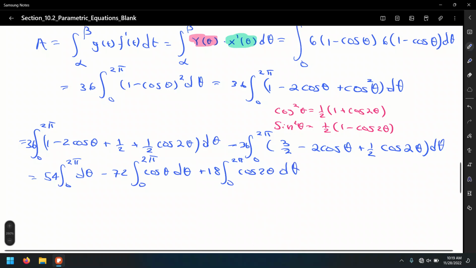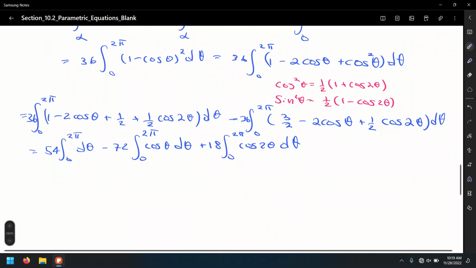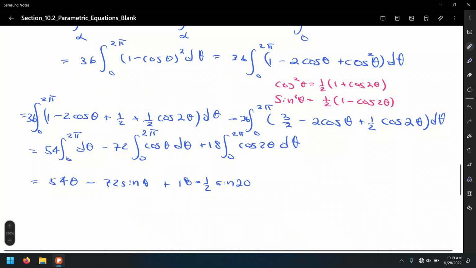And we can already integrate everything. So the integral of d theta is just theta, 54 theta, minus 72 sine theta, that's the integral of cosine. And the integral of cosine squared theta, careful, that's going to be 18 times 1/2 sine 2 theta. And that evaluated between 0 and 2 pi. All right?